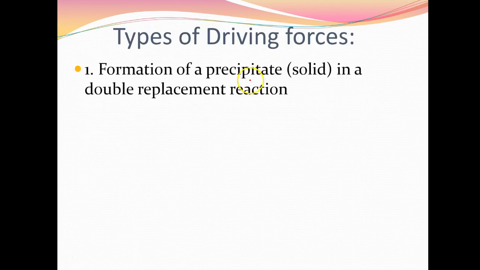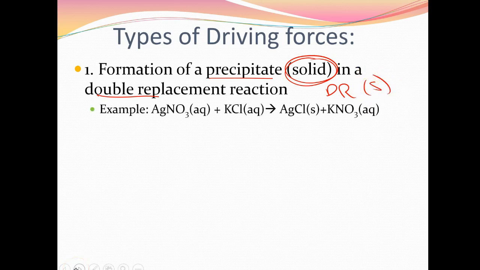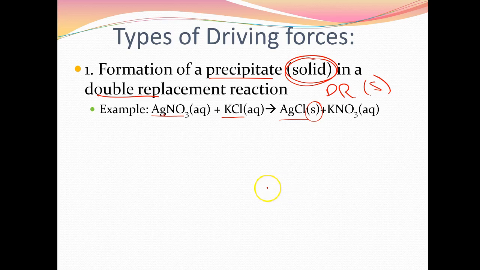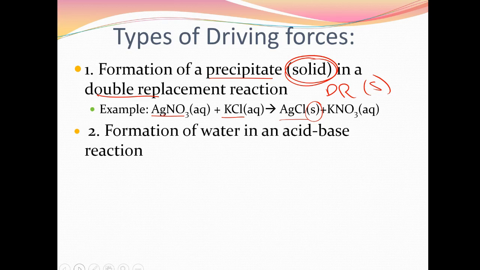So there are 4 types of driving forces. 1, if you form a precipitate, that's another word for a solid, in a double replacement reaction. So double replacement, we're looking to form an (s). Okay? So, for example, silver nitrate and potassium chloride: it's a compound and a compound, drop and swap, predict the products, and one of them is a solid. And so therefore you know that that reaction will happen. We did that in one of our dropper labs.